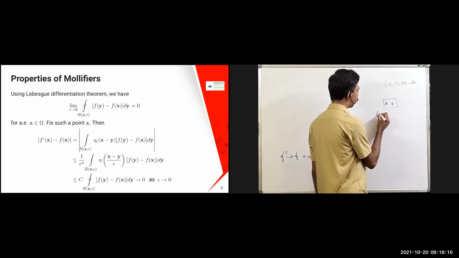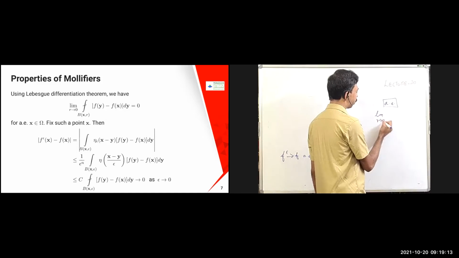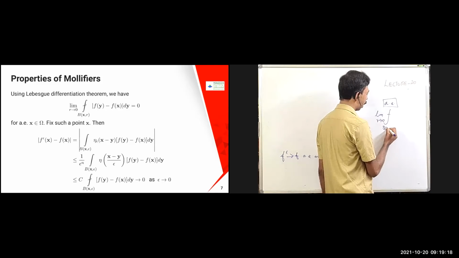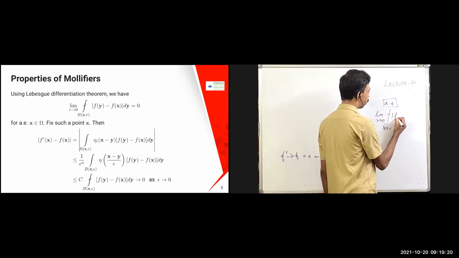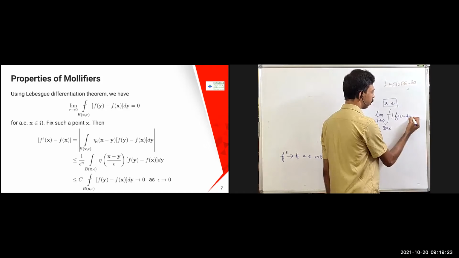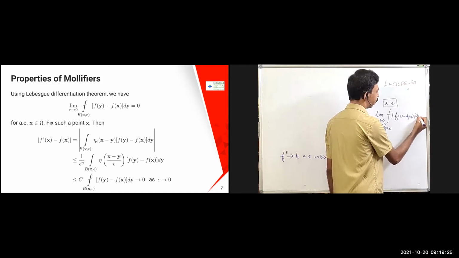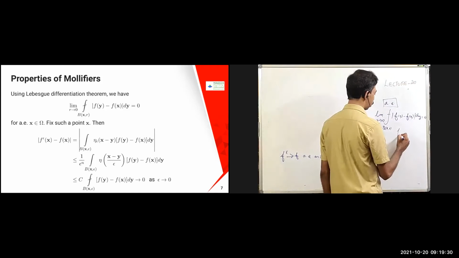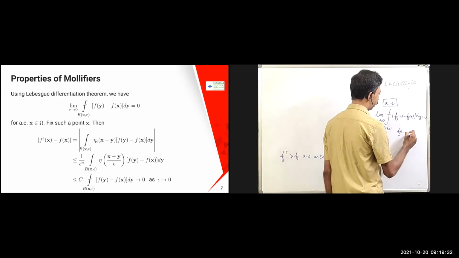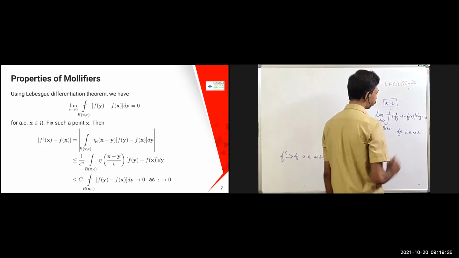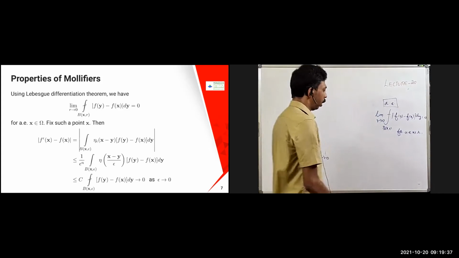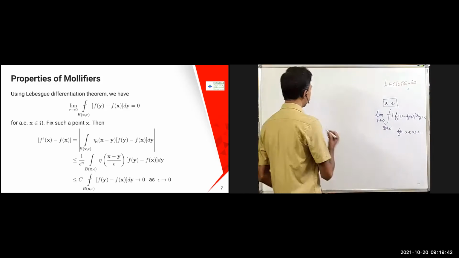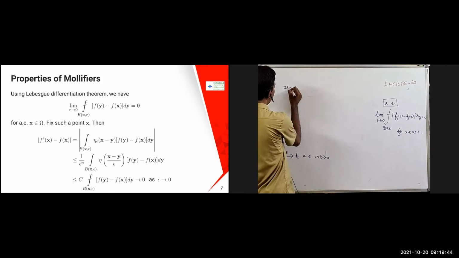So this is the Lebesgue differentiation theorem, which says the limit as r tends to 0 of the average integral over B(x, r) of modulus of f(y) minus f(x) dy equals 0, for almost every x belonging to Ω. Now we are going to fix such a point. Let us fix a point x in Ω.